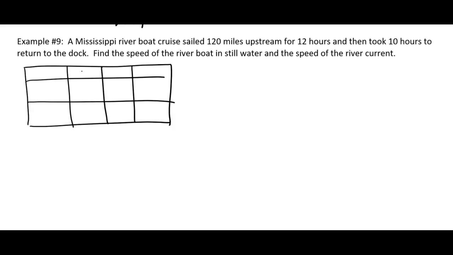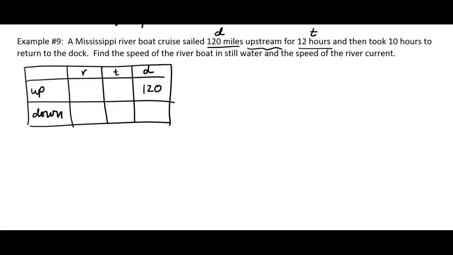Here's my rate, my time, and my distance, because it's still a distance problem. And then we're going to have going up the stream and going down the stream. It says a Mississippi riverboat cruise sailed 120 miles. So that's going to be the distance, right? 120 miles. For 12 hours, that's going to be the time. And it's upstream, so it's the top one.